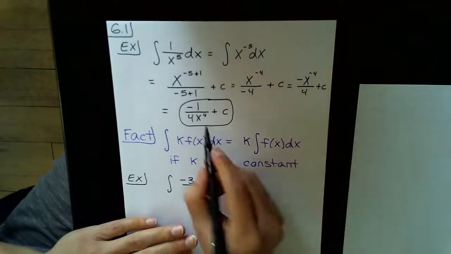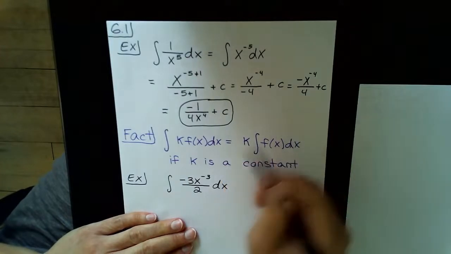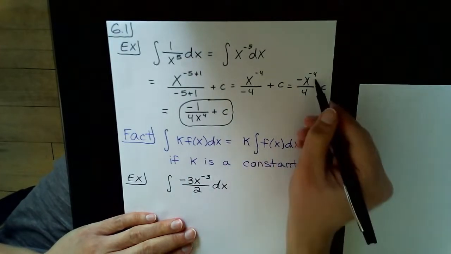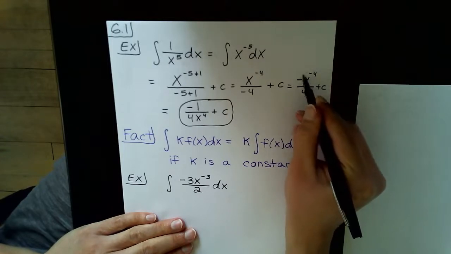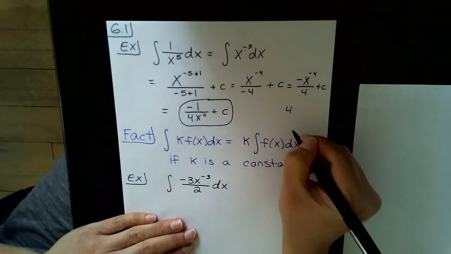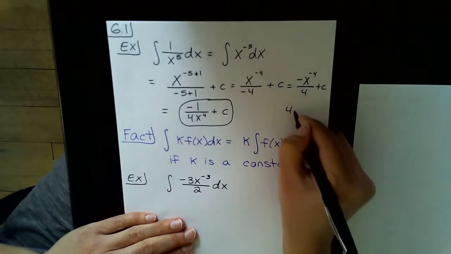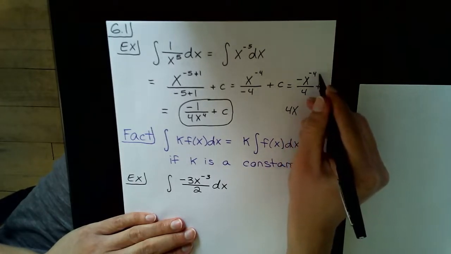And again, if you wanted to check if this were correct, all you would have to do is take the derivative. We could do that from this step really quickly, just to check our work. If we multiply this negative 4 out front, we'd have negative 4 times a negative gives us positive 4 times x to the negative 4 minus 1.